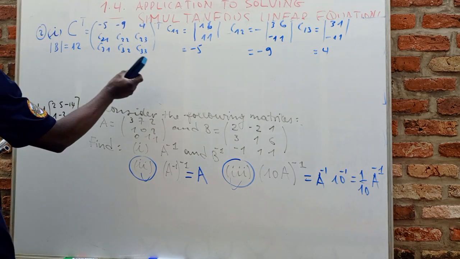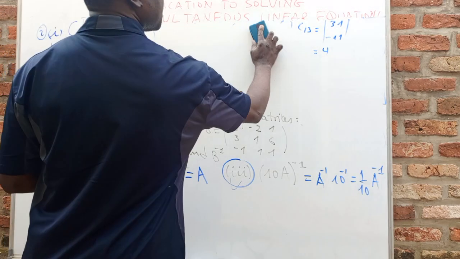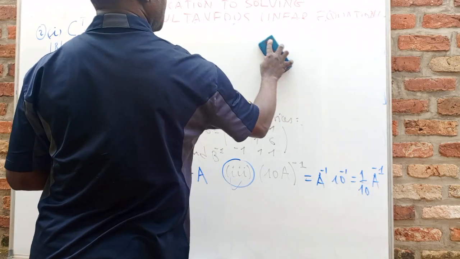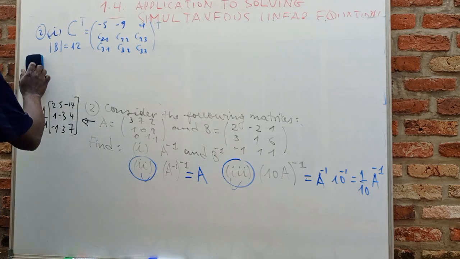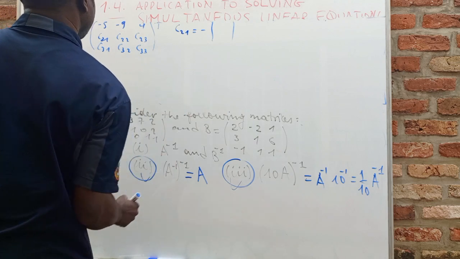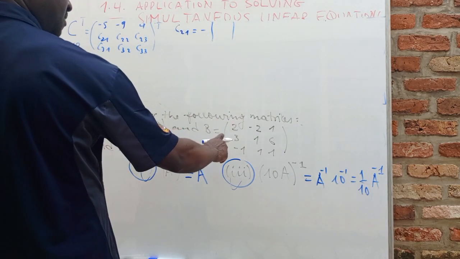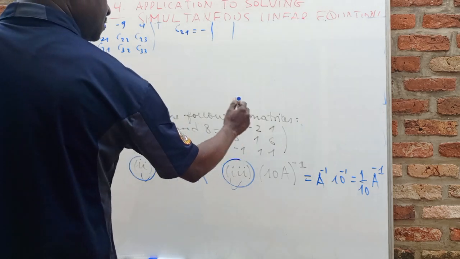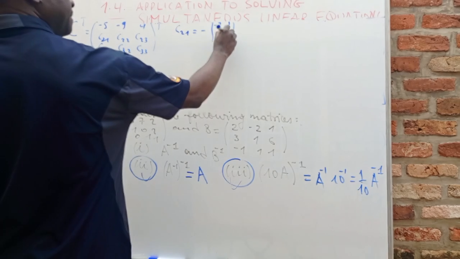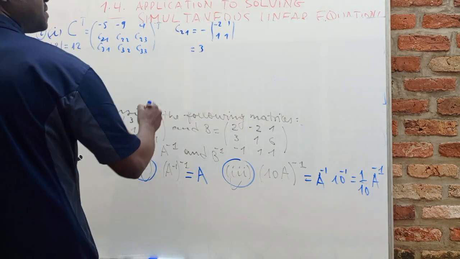Okay, the second row, this time I hope there is no mistake again. Okay, so now C21 is negative, the determinant of negative 2 1, 1 1, which is negative 2 minus 1, negative 3, positive 3.